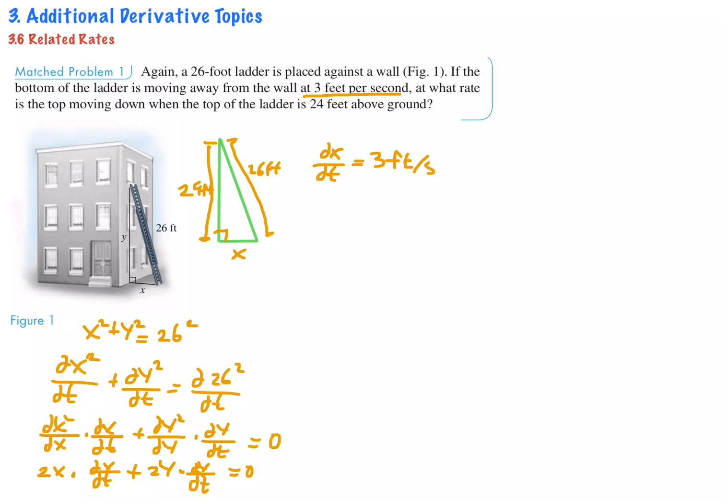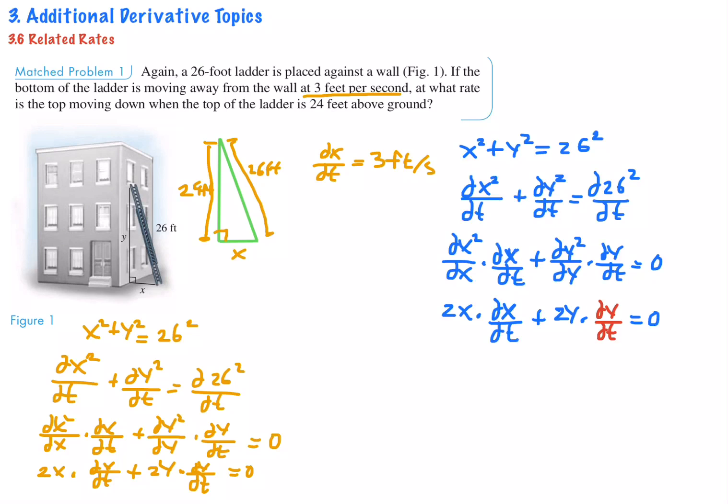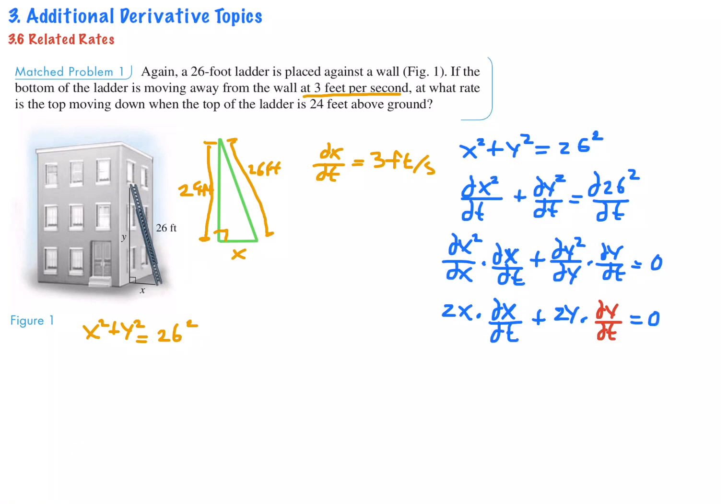What do we have? We have y, which is 24. We have dx over dt, which is 3. Like I said, we don't know what x is, but we can find it. We know y is 24, so 2 times 24 times dy over dt, which is what we're looking for. dx over dt is 3 feet per second, so we can put it over here. But what is x? When y is 24, can we find x?